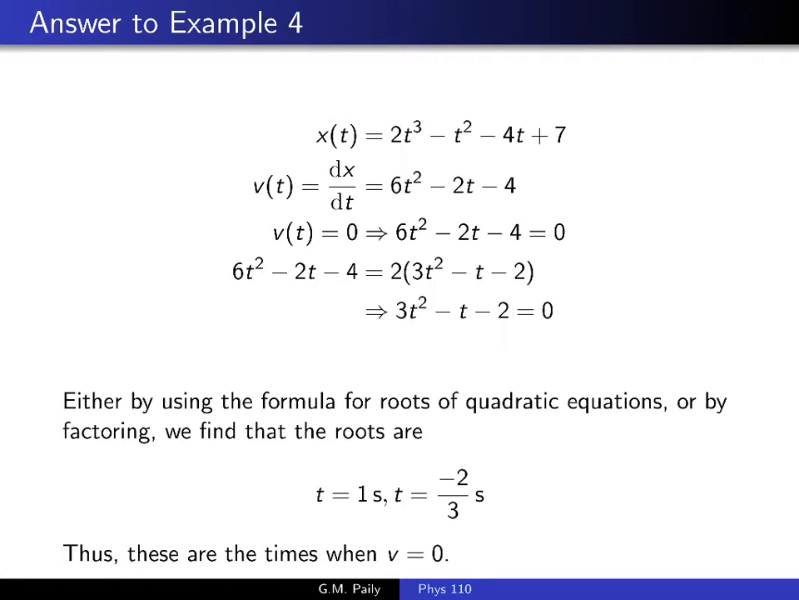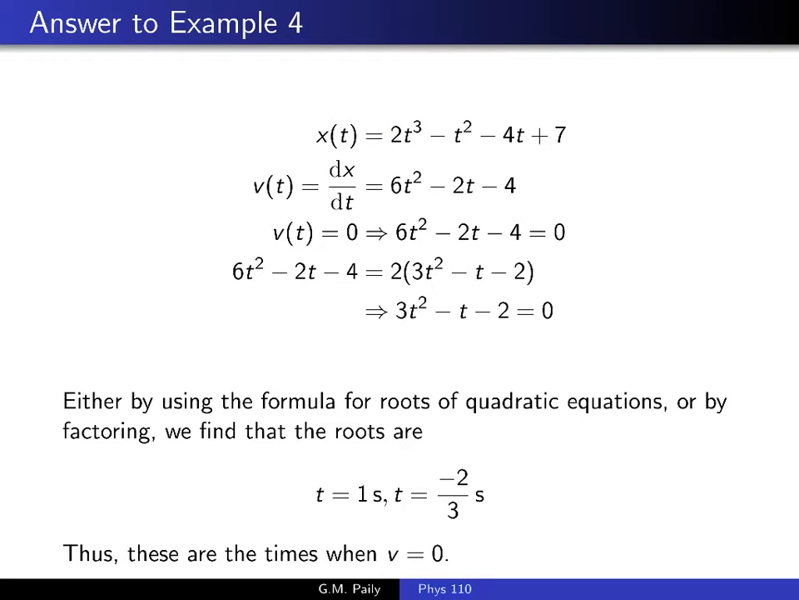We were given position as a function of time. We know that velocity is the time derivative of position, in other words, dx over dt. And so we take the derivative with respect to time of 2t cubed minus t squared minus 4t plus 7.